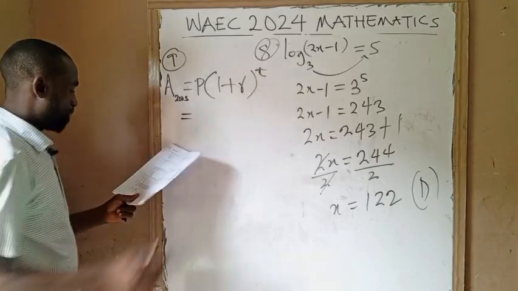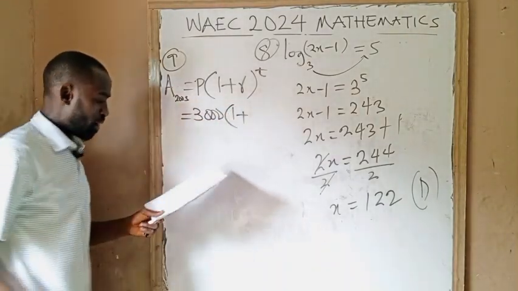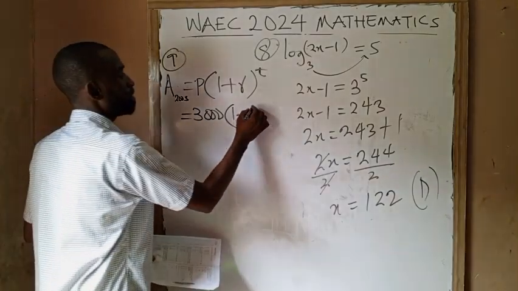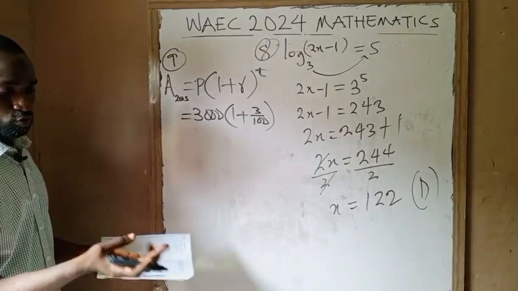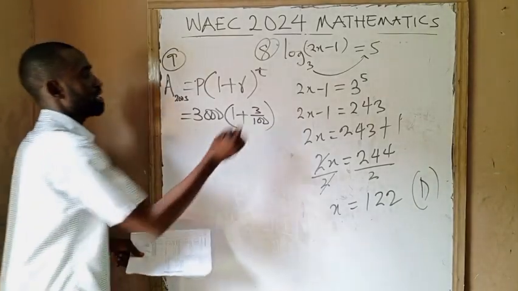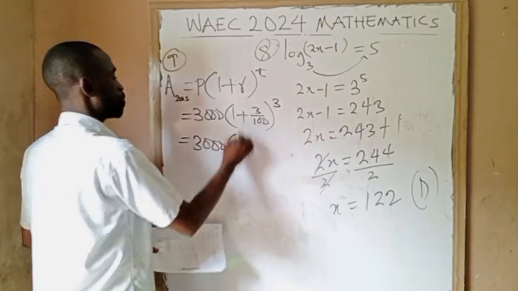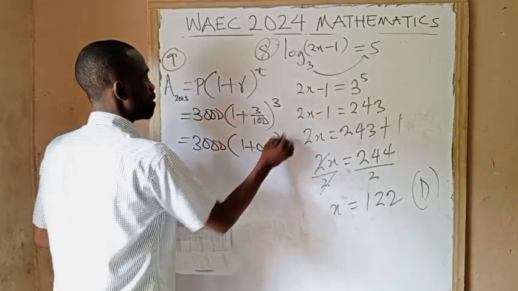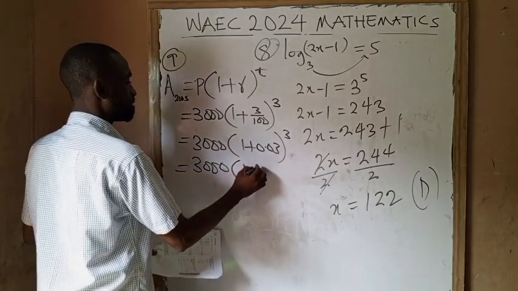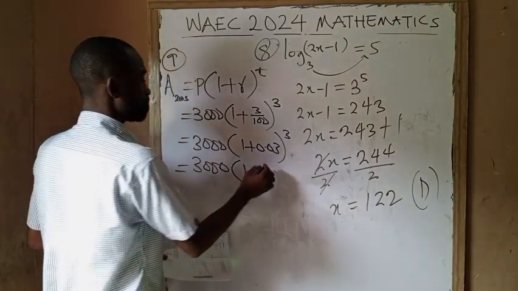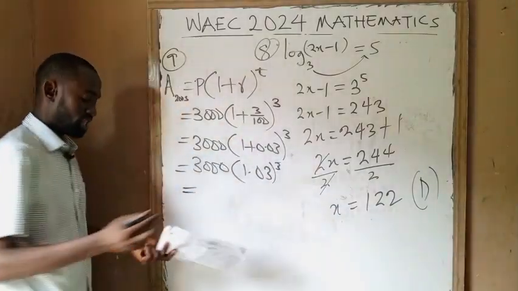So here, our P is 3000. Open bracket 1 plus our rate, 3%, which is 3 over 100, raised to the power T. T will be 2001, 2002, 2003, so our T is 3. So here I have 3000 bracket 1 plus 0.03 to the power 3. This will give us 3000 open bracket 1.03 raised to the power 3. So let us multiply everything together.